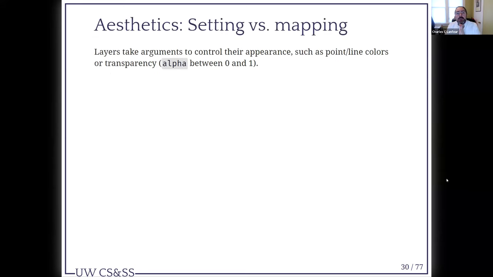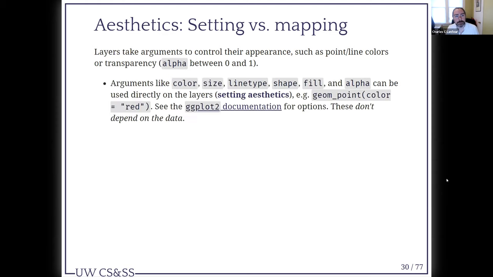Okay. So talking about aesthetics, there are two ways to use aesthetics. They are setting and they are mapping. Layers will take arguments you use to control their appearance, such as the location or color of things or their transparency. There are two different ways to make something look a particular way. Arguments like color, size, line type, shape, fill, and alpha can all be used directly on a layer. You can do something like geom_point color equals red. This is called setting an aesthetic. Setting an aesthetic means, in this case, every single point drawn by this layer will be a red point. Every dot will be red. If you use a setting aesthetic like this, it doesn't depend on your data. Regardless of what your data are, they'll all be the same thing, like red.